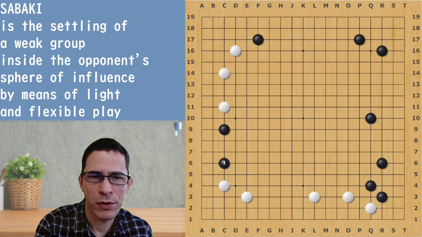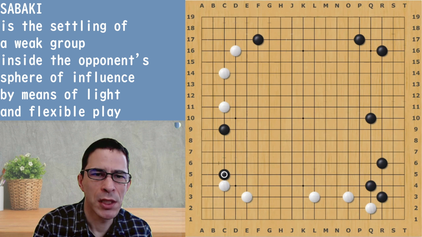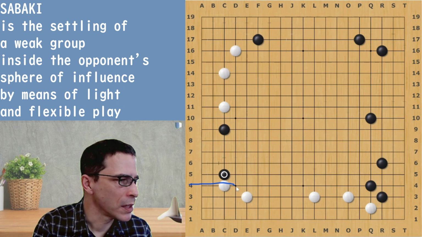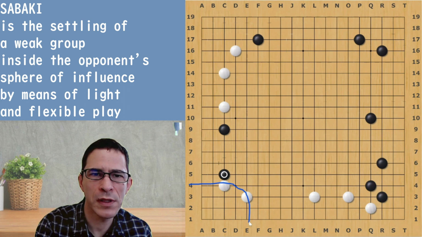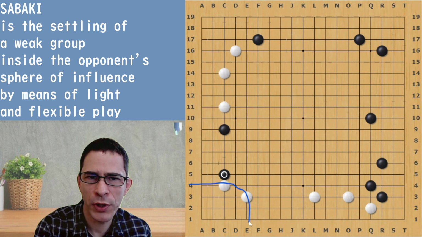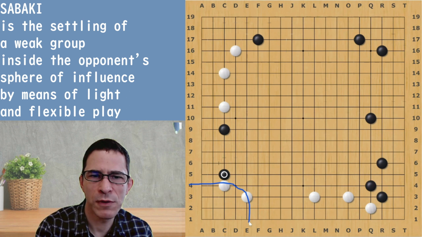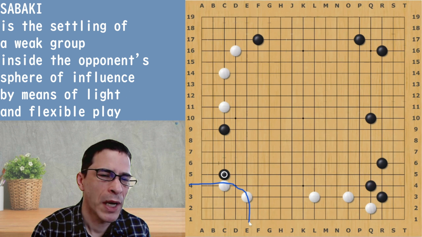So the idea of using an attachment play to make sabaki, it works very well when your opponent has a relatively tight position like this, which is going to be territory anyway. You don't have so much to lose. And that's true of the idea that you're inside your opponent's sphere of influence also. It's an area where white has invested a number of moves, and black is sort of a newcomer in this area. Black doesn't have so much to lose, whereas white has already invested moves to make some territories here. And so you can even manage to offer a trade sometimes, which is part of the flexible part of sabaki.